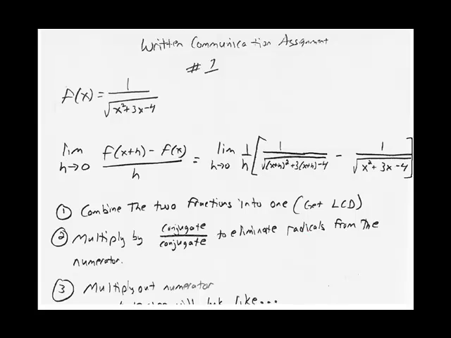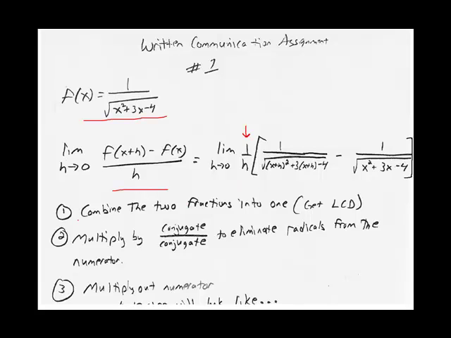So here are some hints for the written communication assignment that you have. The first problem is to find the derivative of this using the limit of the difference quotient. First is going to be the setup for it. One hint that I've got for you is, instead of dividing this whole big nasty thing you're going to end up with by h, multiply by 1 over h. The concept is that dividing by 2 is the same thing as multiplying by a half.